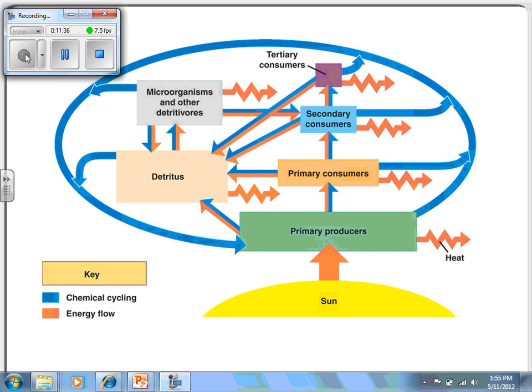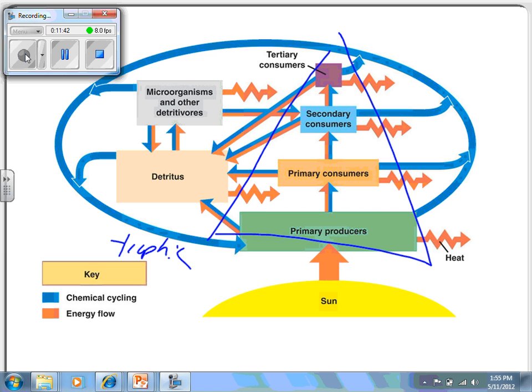All right, here we're looking at an energy pyramid, or what we might call a trophic pyramid. Always at the bottom, primary producers. Plants, algae, or bacteria. Cyanobacteria in particular. The things that eat them are primary consumers. The things that eat them are secondary consumers. The things that eat them are tertiary consumers.